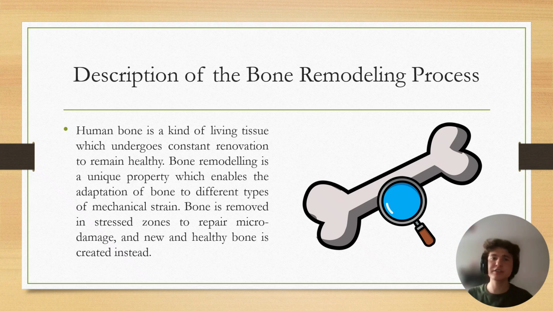Let's start with a brief description about the bone remodeling process and its key components. Human bone is formed by a living tissue which undergoes constant renovation to keep its health. Bone remodeling is a unique property which enables the adaptation of bone to different types of mechanical strain. Bone is removed in stress zones to repair microdamage, and new and healthy bone is created instead. There are many biological aspects involved in this remodeling process. However, let's look into the essential cells and mechanics, the ones we incorporated into our mathematical model.